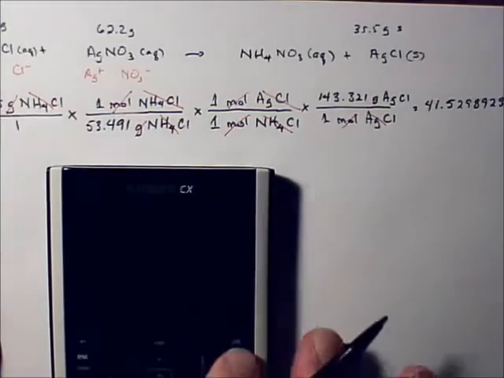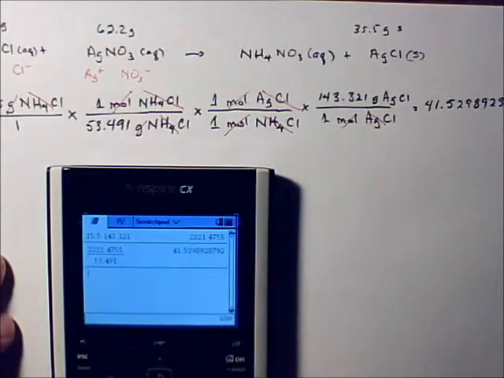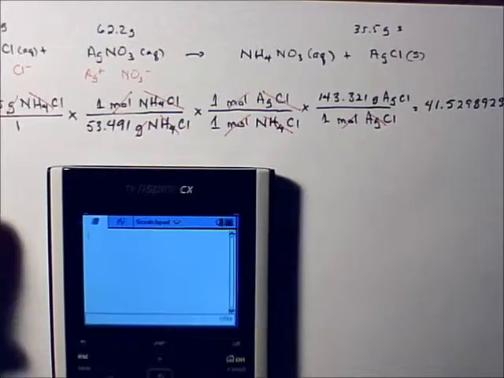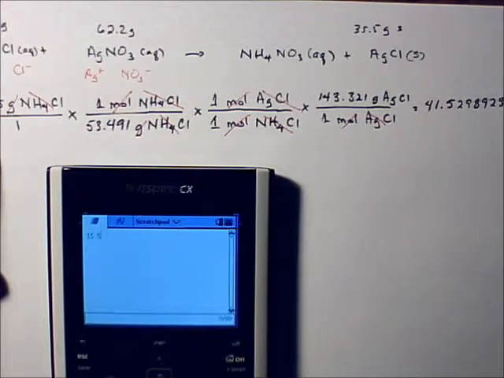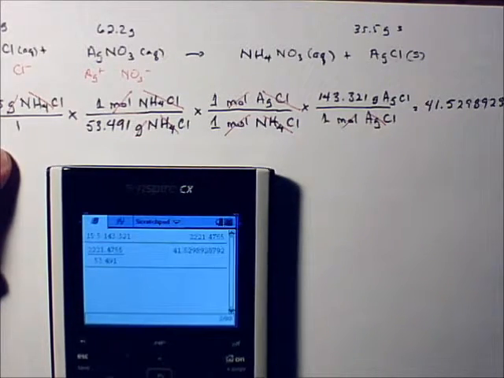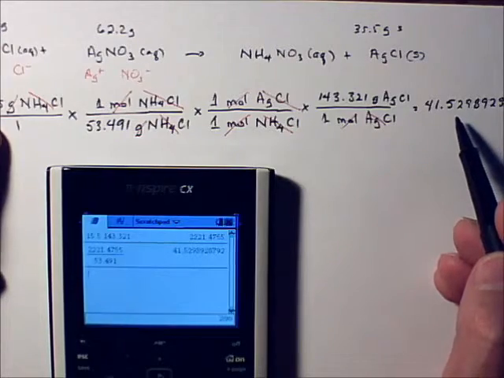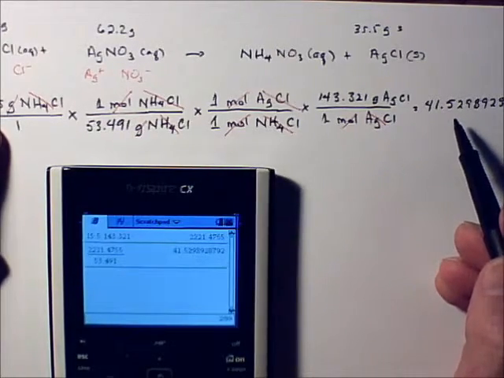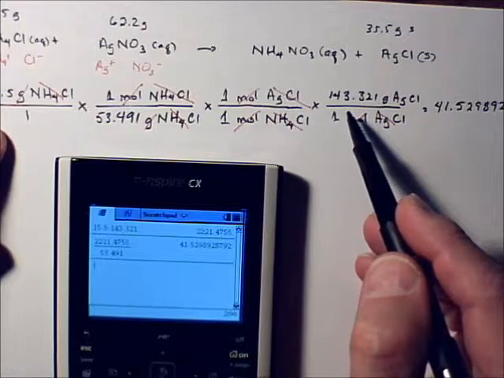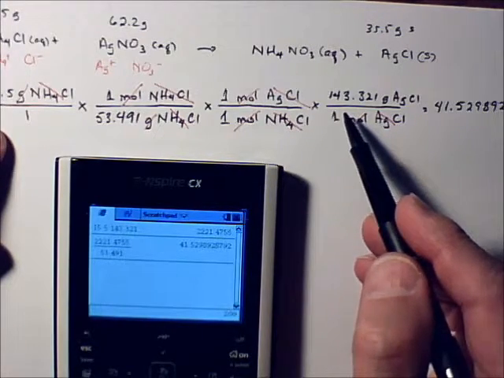Well, let me check. Might want to make sure. 15.5 times 143.321, enter, divided by 53.491. Getting the same answer again. Oh, well, I got the 401.52. Okay, did you check your math? Well, I don't know what to tell you.